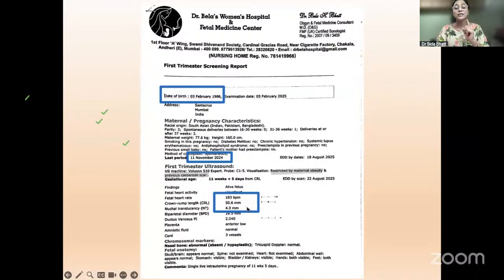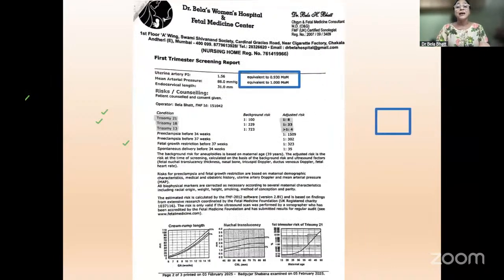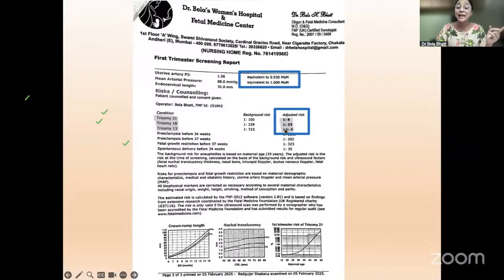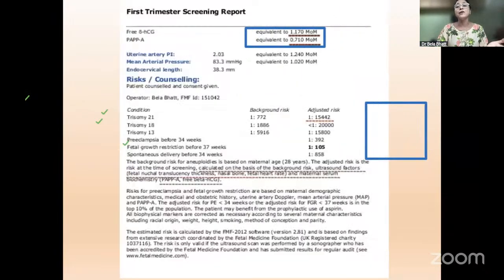Now here, as you can see, it's 4 millimeter. More than 3.5 is more than the 99th centile for any CRL. So I know the risk is going to be higher because of this. So in this particular case, because the nuchal translucency was high, the double marker was not done, but we always look at the double marker and uterine artery PI, and then we look at the risk. Obviously, because the NT is more than the 99th centile, it is showing high risk for trisomy 21, 18, 13 in this case.